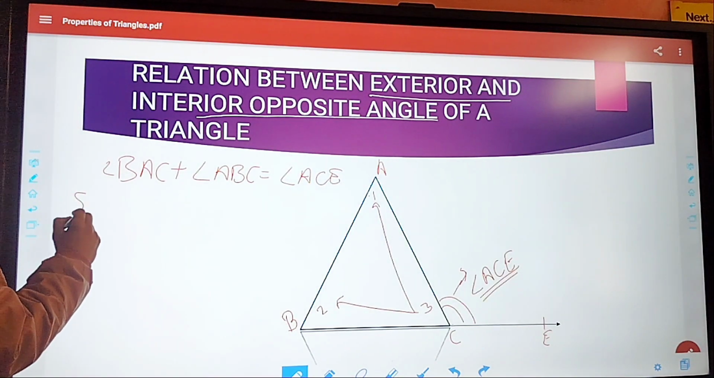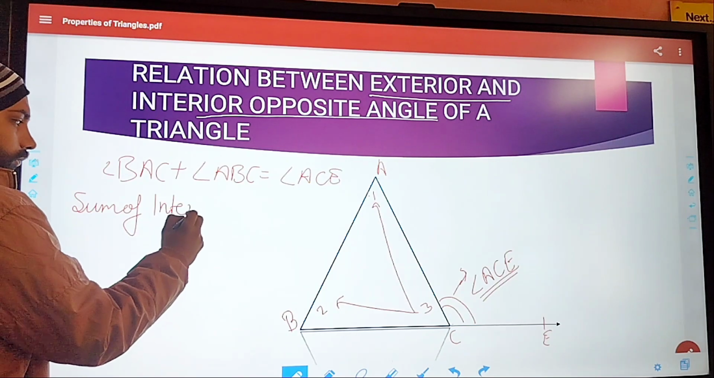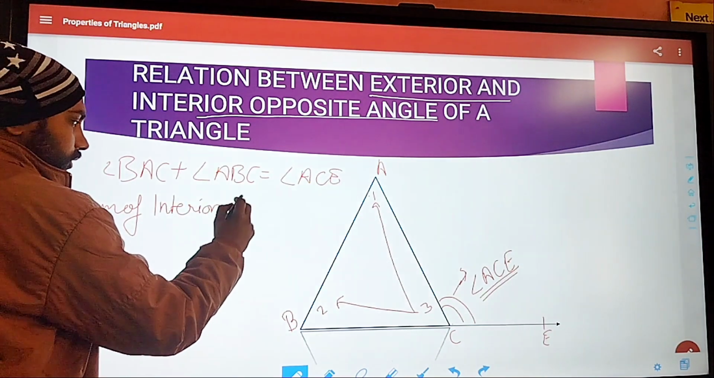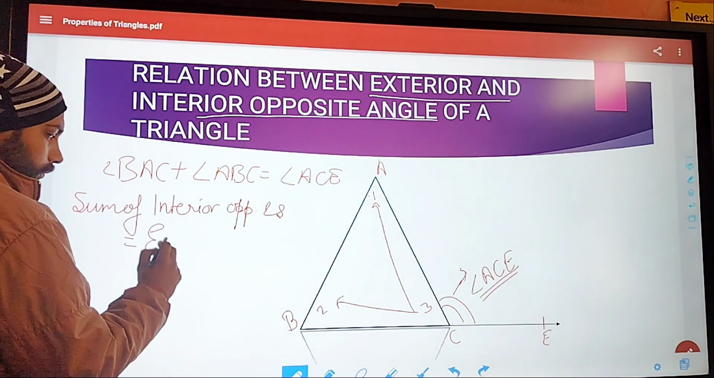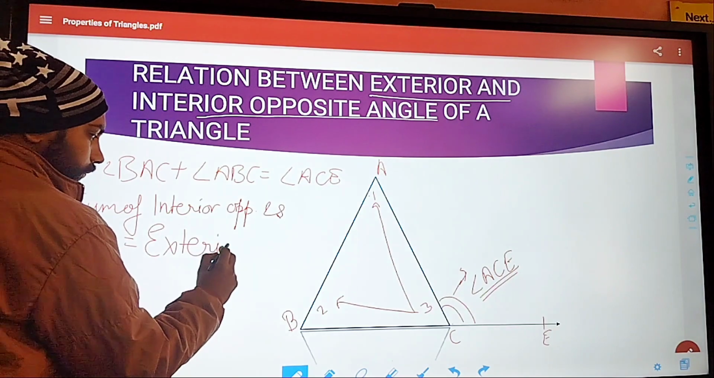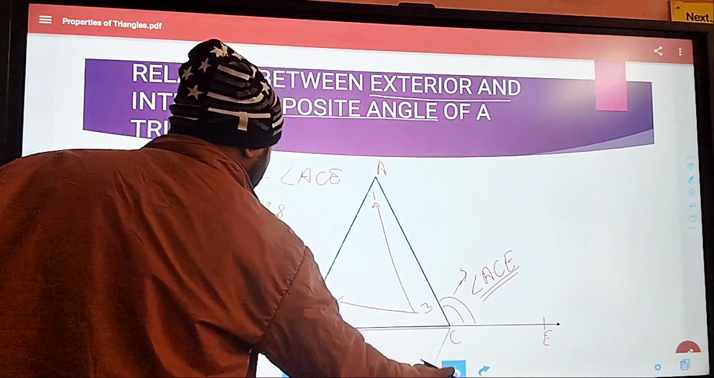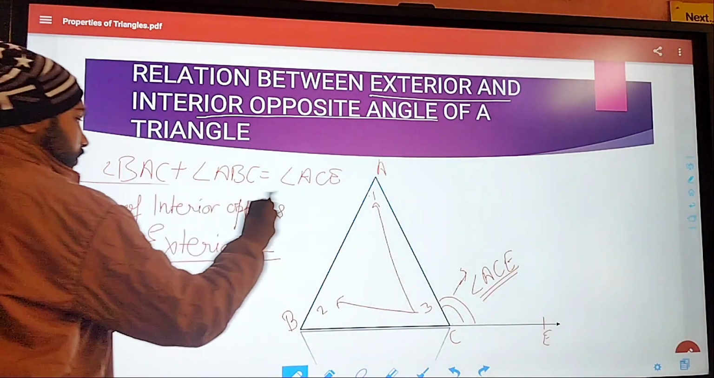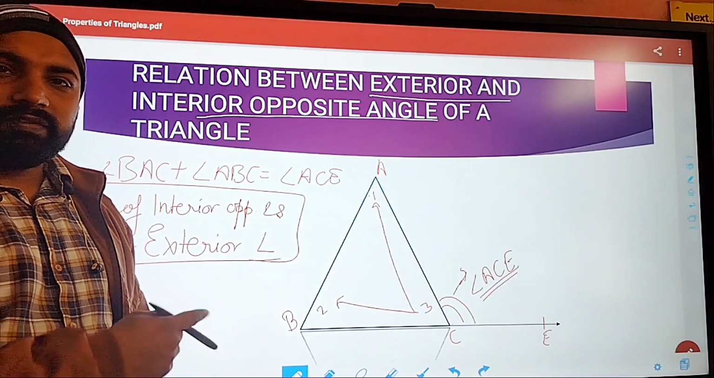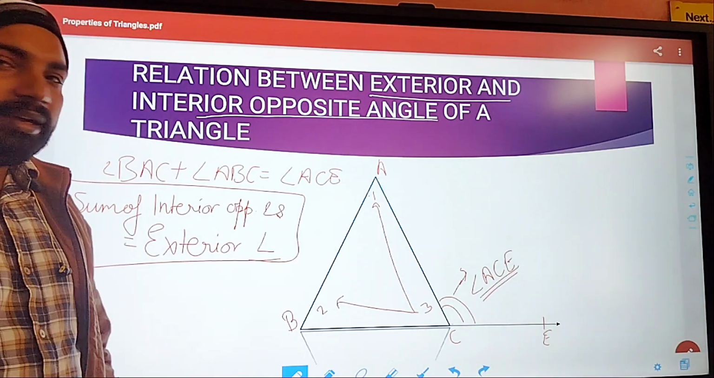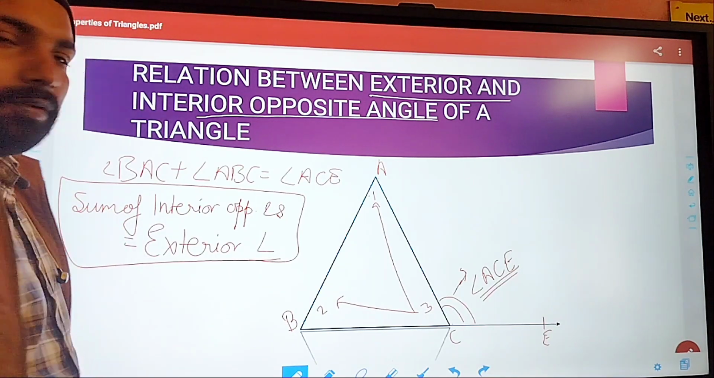As the statement follows, the sum of interior opposite angles is equal to the exterior angle. Okay, exterior angle. That is our statement for this theorem. We can also prove it by using linear pair. I will leave it to you. If you find any difficulty proving this statement, just contact me. I will make a separate video for this.